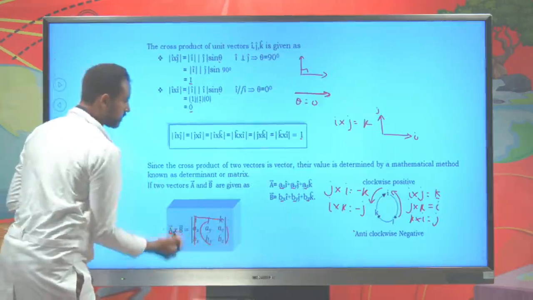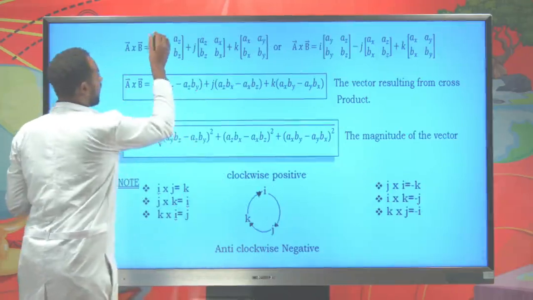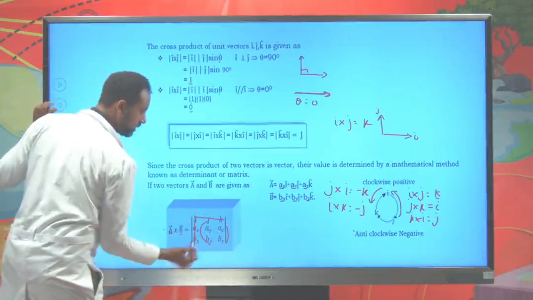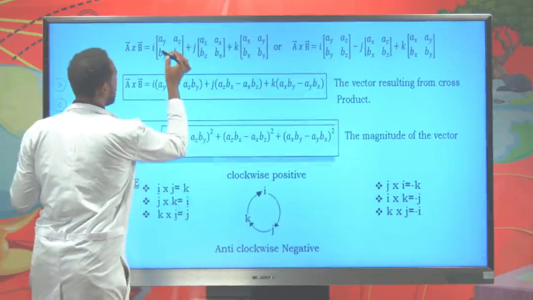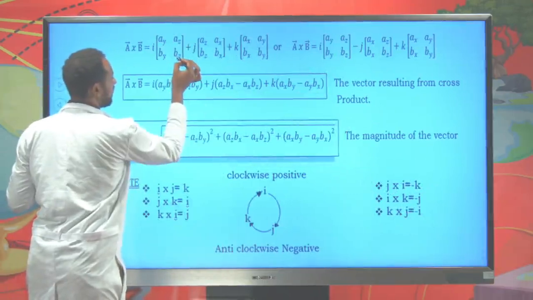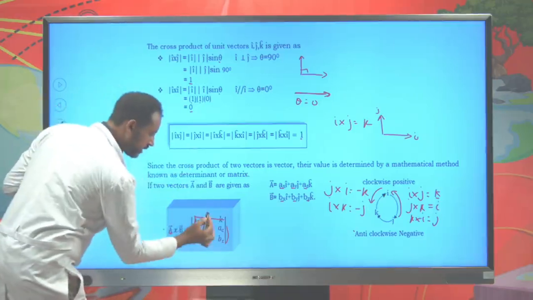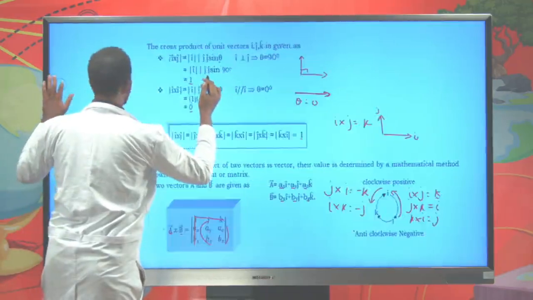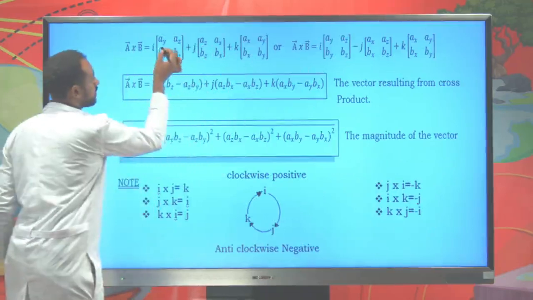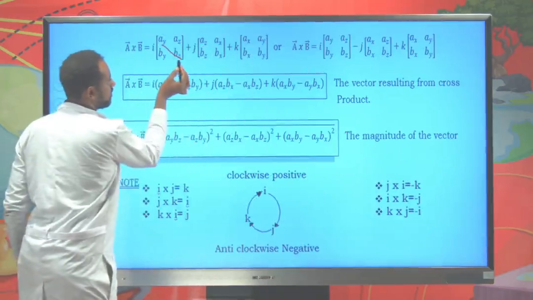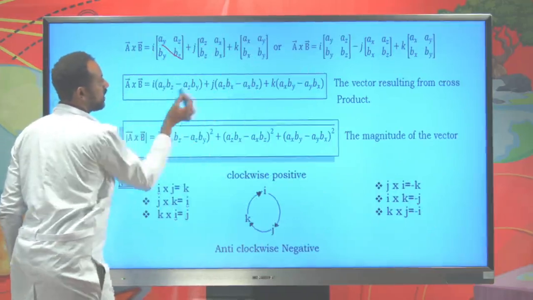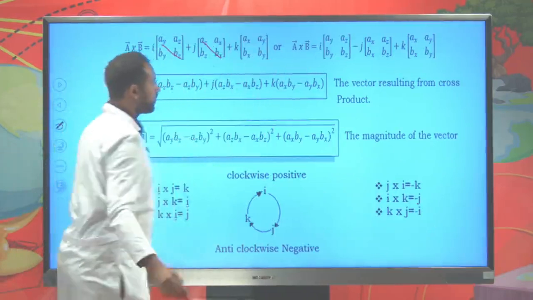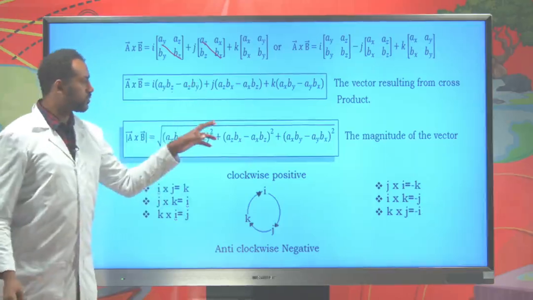The result will give you this. For i, if you eliminate those two, what is left is ay, by, az, and bz. The other technique is for j: you have to eliminate the column of j and the row of j. You can find it to be az, bz. And after all, it's possible to multiply these: ay bz minus az by, plus j times az bx minus ax bz, and so on. Therefore, it's possible to determine the cross product of those two vectors.